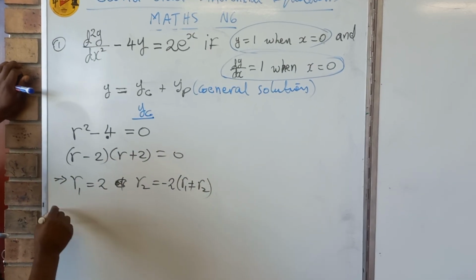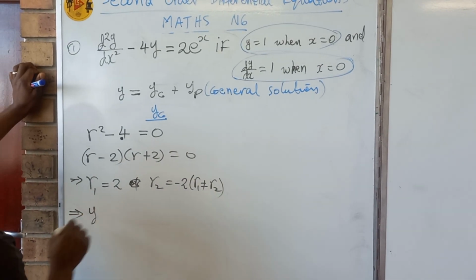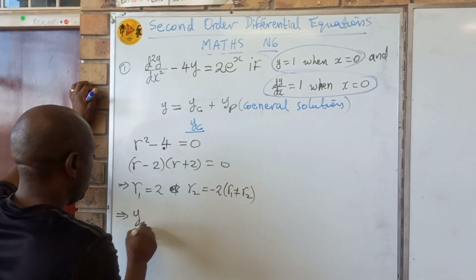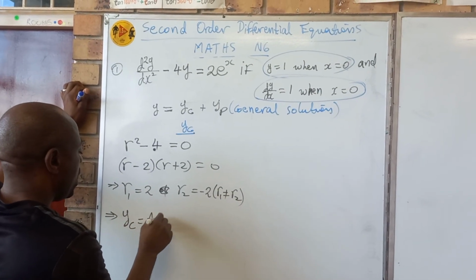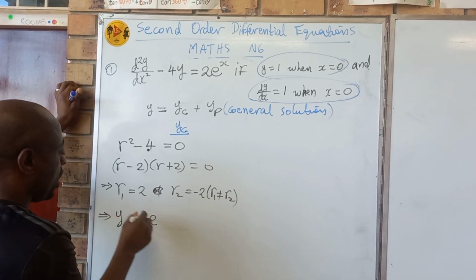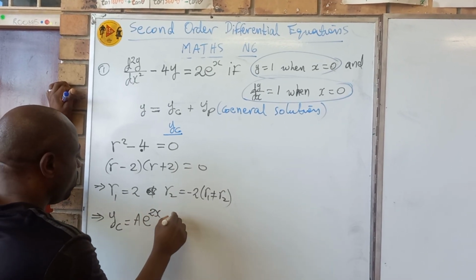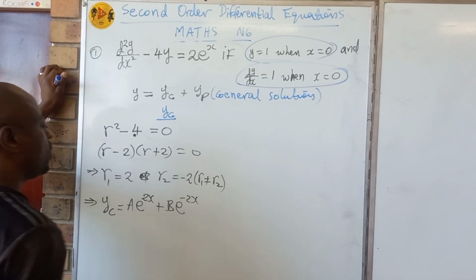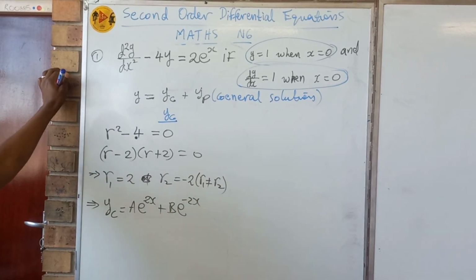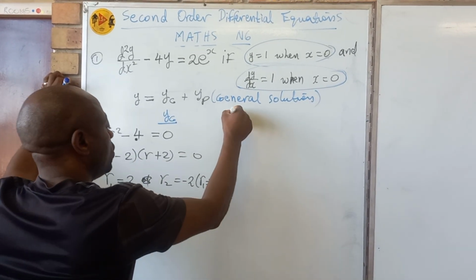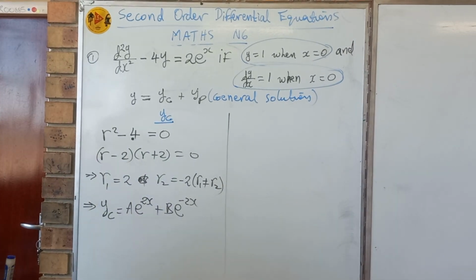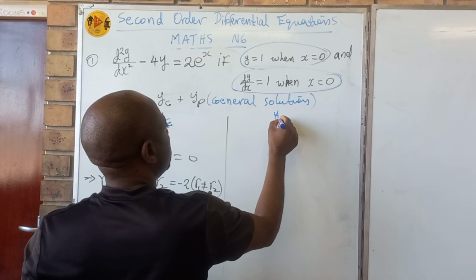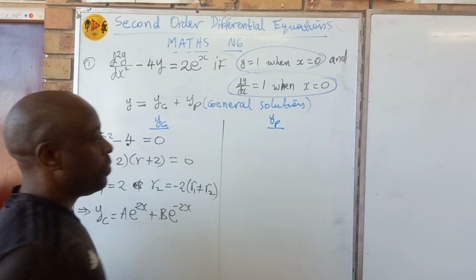If we now go to page 7 of the formula sheet for N6 students, our yc will be captured as a e to the power r1, so your r1 is 2, plus b e to the power r2, the r2 is a negative 2x. So our yc is that simple. That's how we get our complementary function. Now we can go to our particular integral yp.